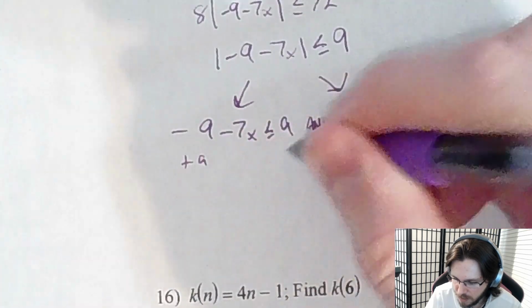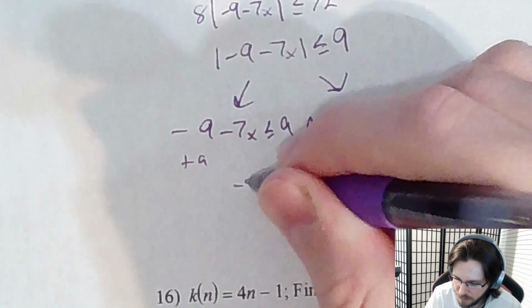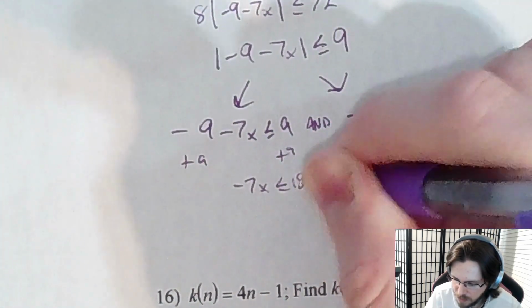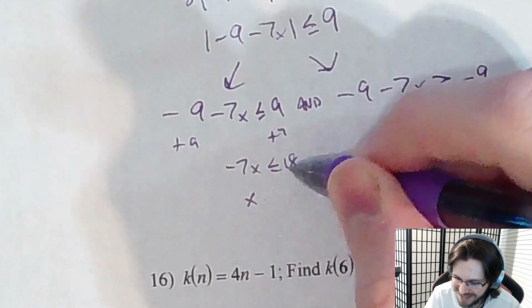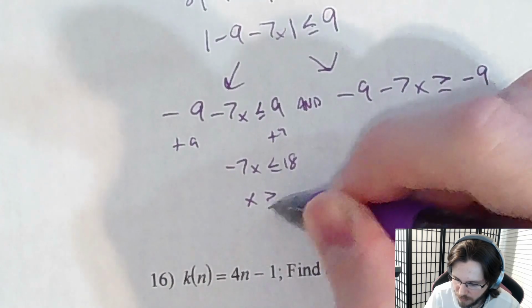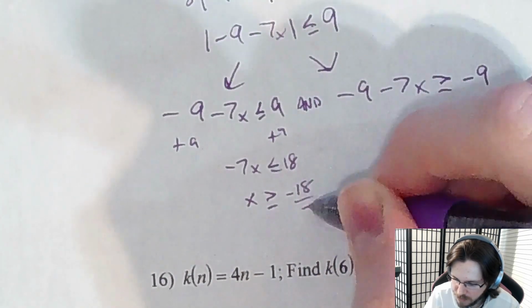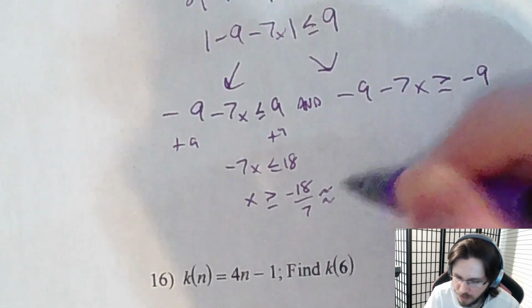Solving like normal, add 9 to both sides. It's going to give us -7x less than or equal to 18. Divide both sides by -7. Flip the direction of the sign again. We are flipping, so x is greater than or equal to -18 over 7, which we can calculate out.